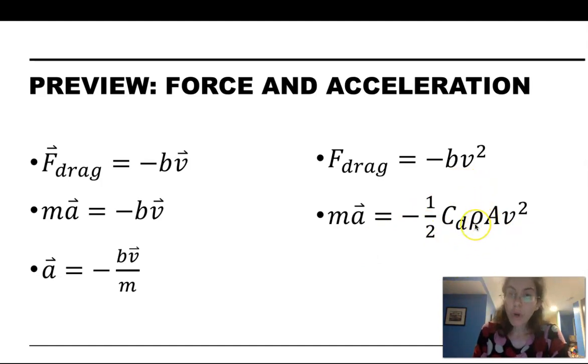Rho is the density of the air, taking into account the chemical composition of the air, the humidity, the temperature, all that stuff that could make air thicker and harder to cut through, or thinner and easier to cut through. There's your A for cross-sectional area.